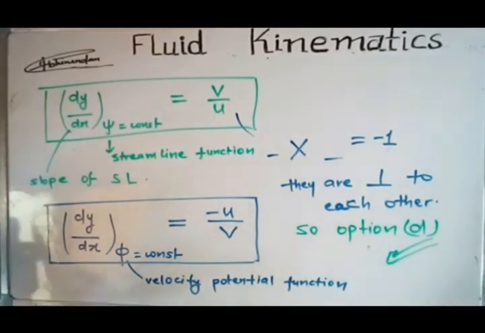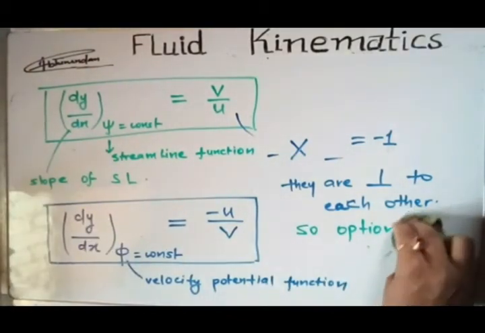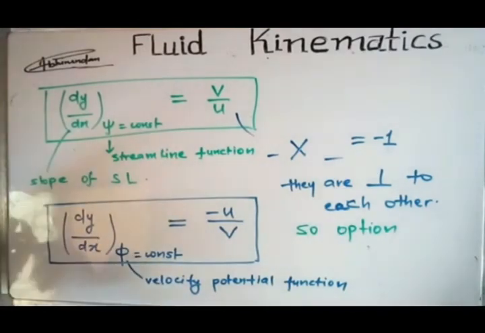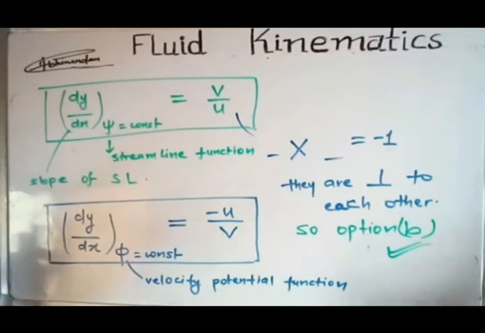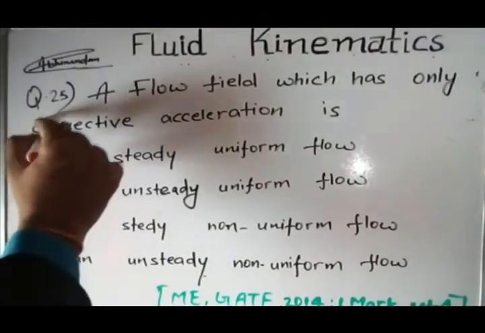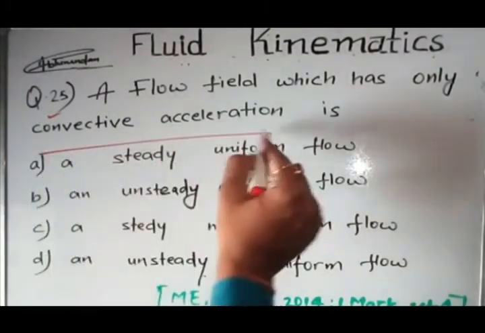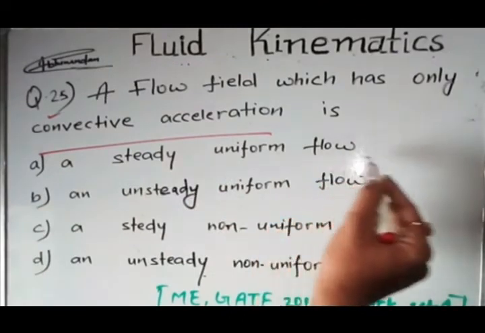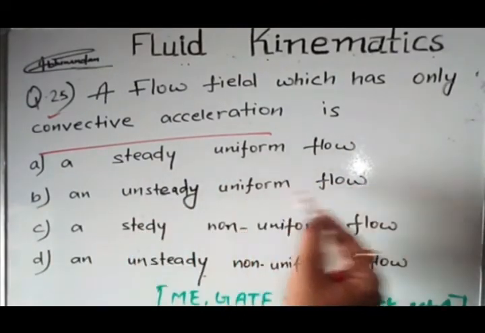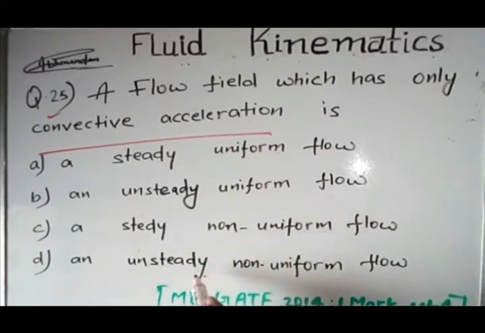So this is indicated by our option B. So let me write it, B. So this is the correct answer. Question number 25: a flow field which has only convective acceleration is: option A, a steady uniform flow; option B, an unsteady uniform flow; option C, a steady non-uniform flow; option D, an unsteady non-uniform flow.